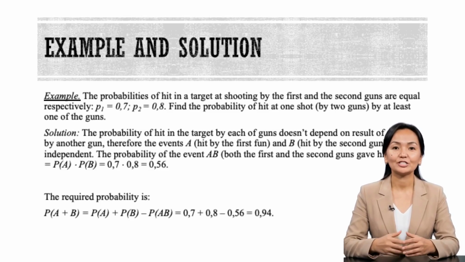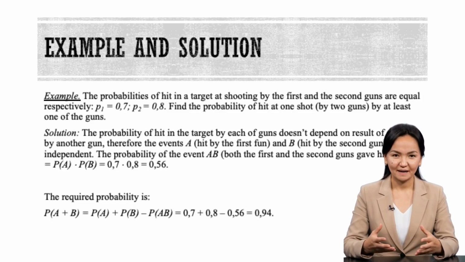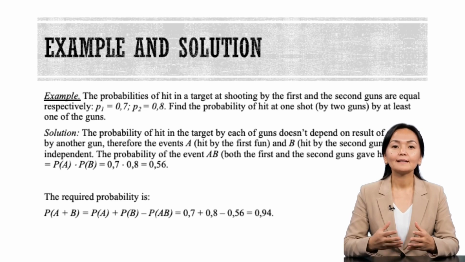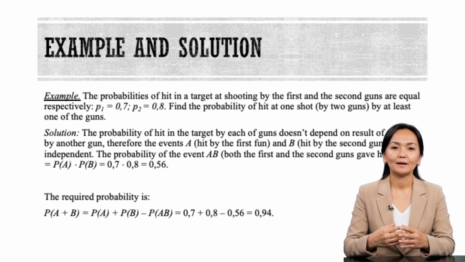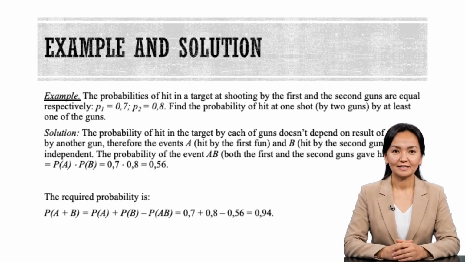Now we apply the addition theorem for compatible events. P of A plus B equals P of A plus P of B minus P of AB. Substituting our values, we get 0.7 plus 0.8 minus 0.56, which equals 0.94. This means there's a 94% chance that at least one of the two guns will hit the target.